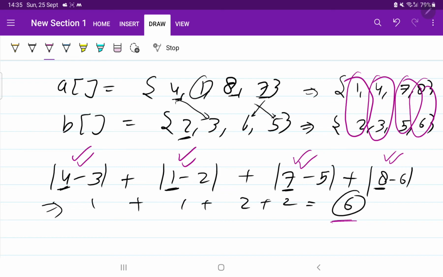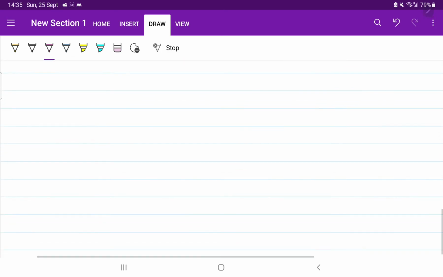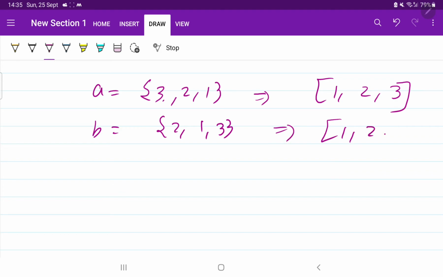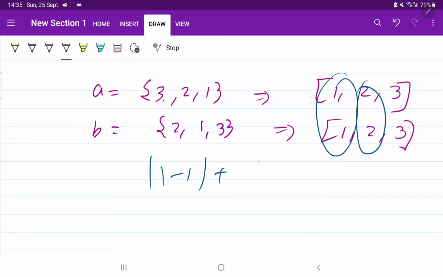So what I got is, if the elements are equal, take the example that we took earlier with array A as 3, 2, 1 and B array as 2, 1 and 3. If we sort them, what will we get? 1, 2 and 3. And for the other, again 1, 2 and 3. Now if you subtract them, 1 minus 1 will be 0, 2 minus 2 again 0, 3 minus 3 again 0.